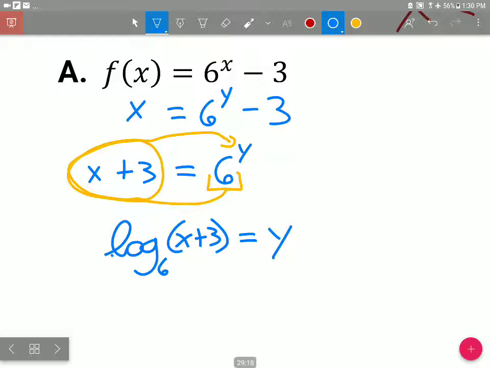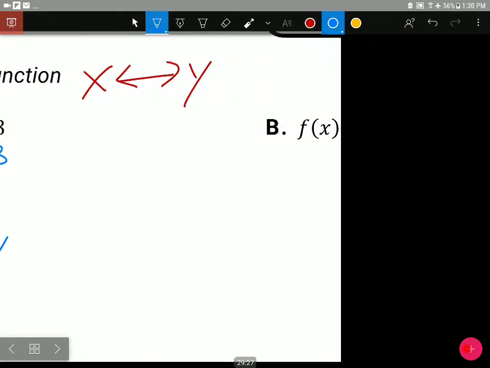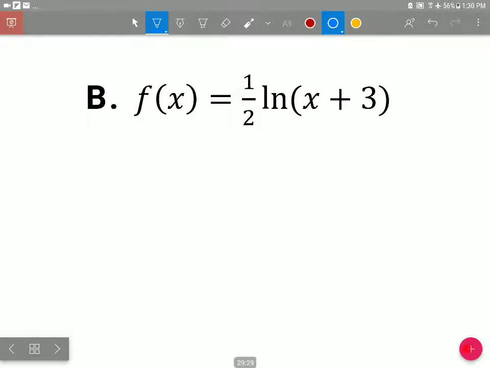Any questions on that? Comments, complaints? It is easy. You just kind of got to see the pattern. Once you see the pattern, it's really not bad. All right, letter B. Same deal. They want you to find the inverse. To find an inverse, you do what? Switch x and y. Good.